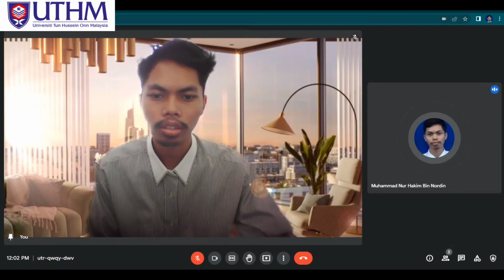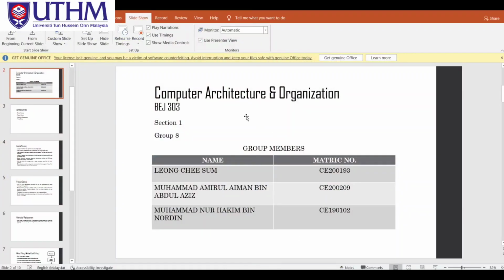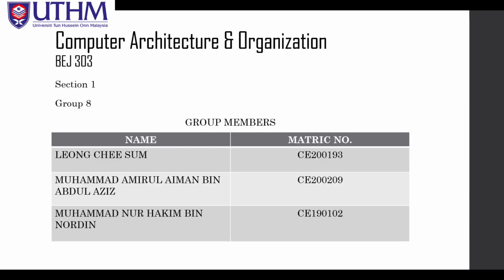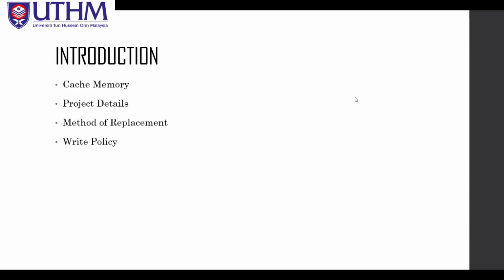Okay, let's get started. I will present about our group members. The project is performance of cache memory by using ParaCache simulator. We are from section 1 and group 8. The group members are first Leong Chisam, second Muhammad Amirul Aiman bin Abdul Aziz, and third is me, Muhammad Hakim bin Nudin. Let's proceed to introduction.